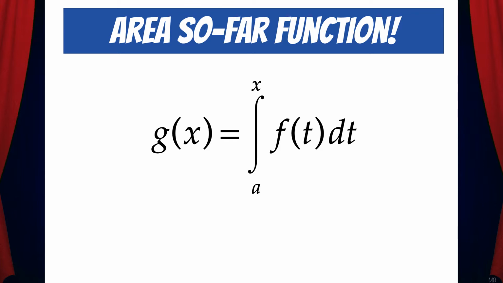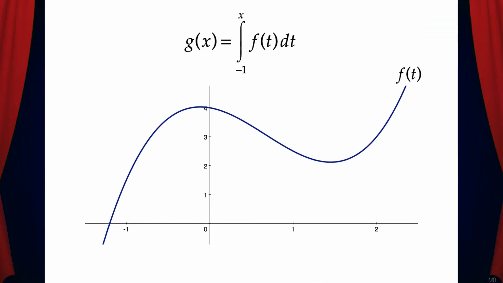We can think of this as an area so far function. Let's take a look at this graphically. Suppose g of x equals the integral from -1 to x of f of t dt. As x varies, a different amount of area is shaded under the curve, and if we graph coordinate pairs that consist of each x value and the corresponding definite integral value, we'll get a graph of the g of x function. Let's do an example.